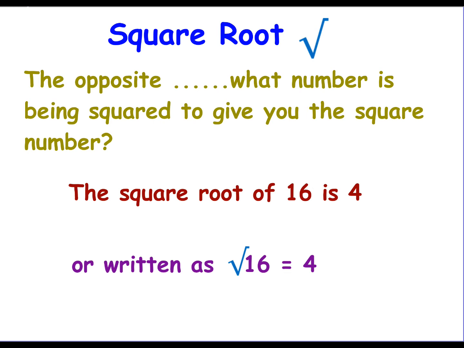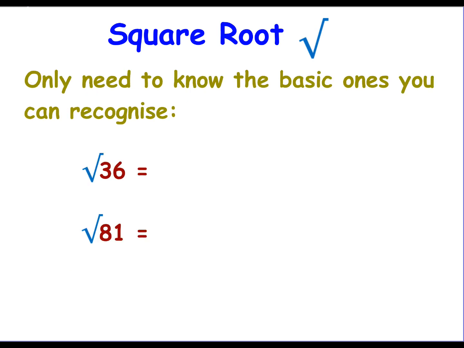Now, you may not come across the terminology square root in your functional skills maths exam, but you do have to know the process that takes you from your square number to the number that was being squared. So have a go at these two and see if you can give me the numbers that were being squared that gave us 36 and 81.